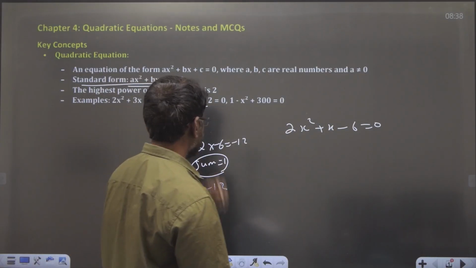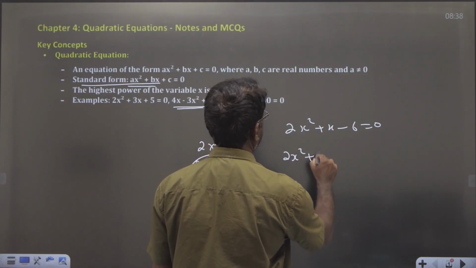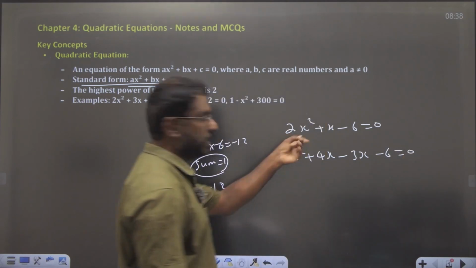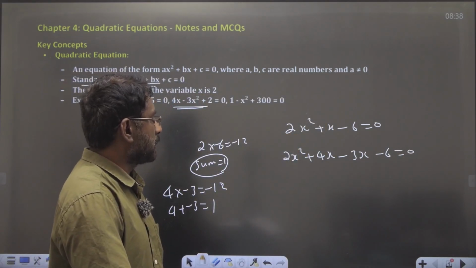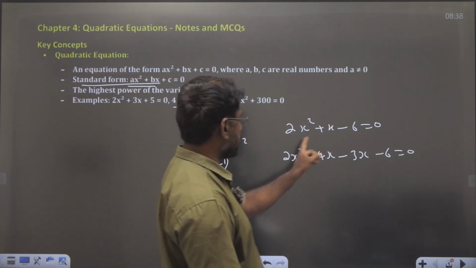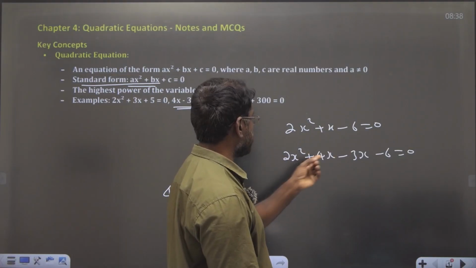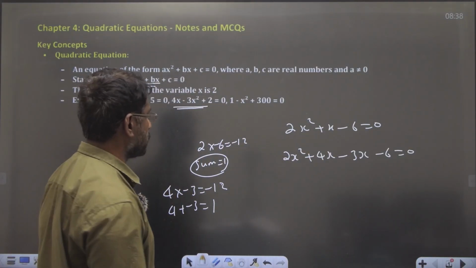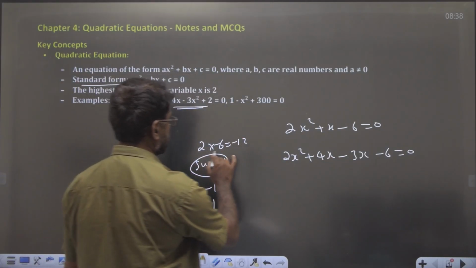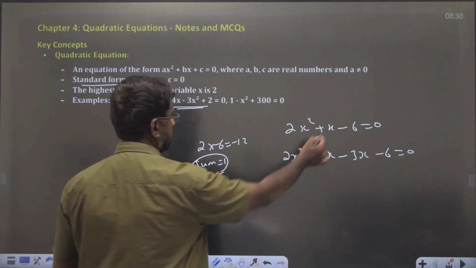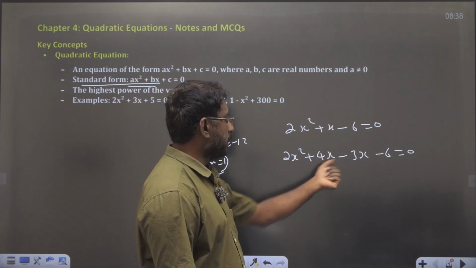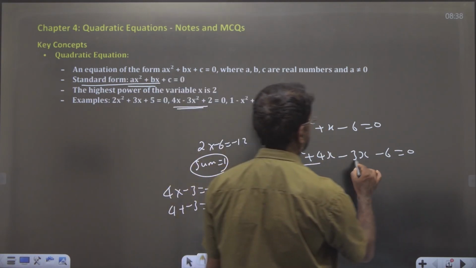It is correct. So this can be 2x square plus 4x minus 3x minus 6 equal to 0. Already we studied this type of factorization in polynomials. How do we get the 4 and 3? Assume two numbers whose product is 2 into minus 6, minus 12, and sum is the coefficient of x, that is 1. The numbers are 4 and minus 3. So we can split the middle term like this and club like this.